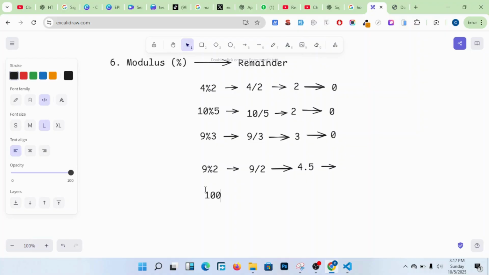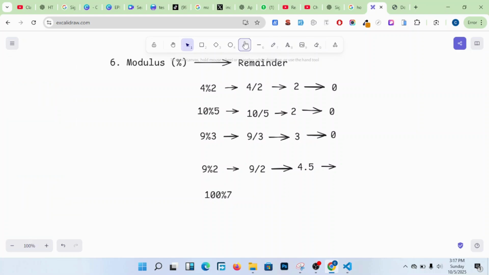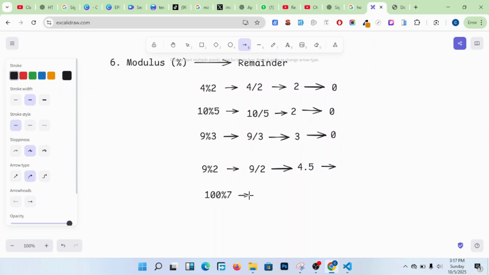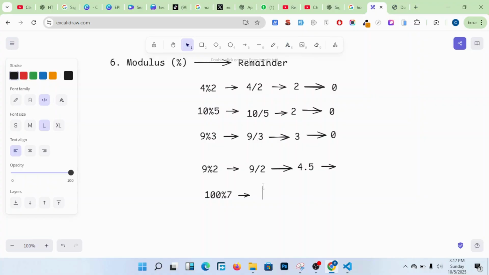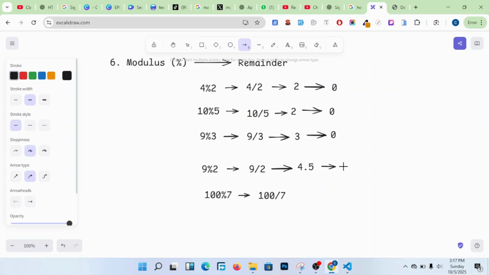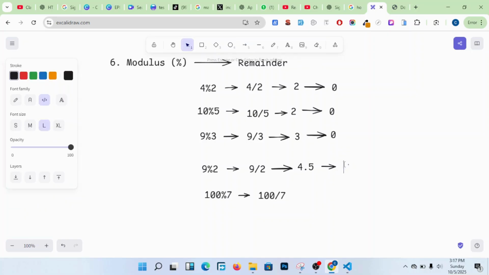100 modulus 7, yeah? 100 modulus 7 means you first divide 100 by 7. What do you get at the end of the day? Here it is 1. Let me first explain this very well here.